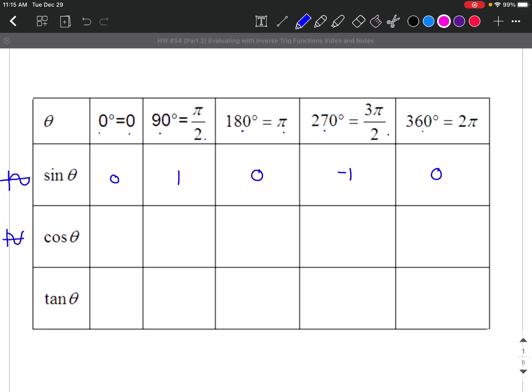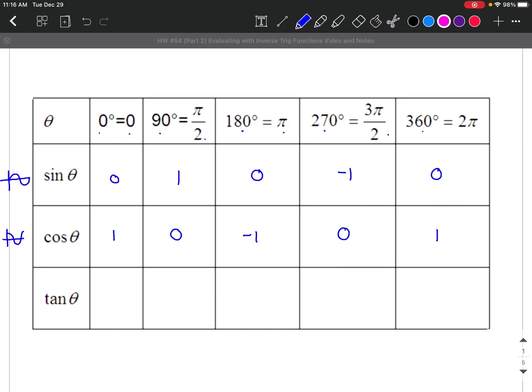Cosine, remember, starts at 1. Cosine of 0 is 1, of pi over 2 is 0, the cosine of pi is negative 1, the cosine of 3 pi over 2 is back to 0, and the cosine of 2 pi is 1.